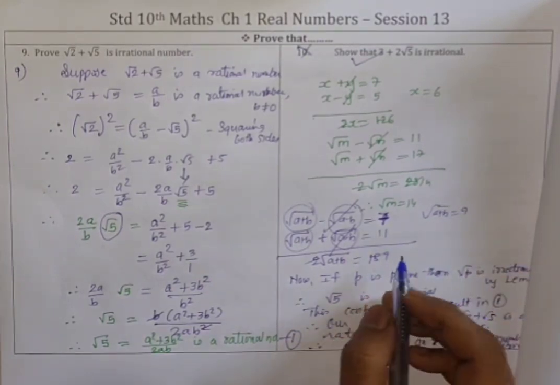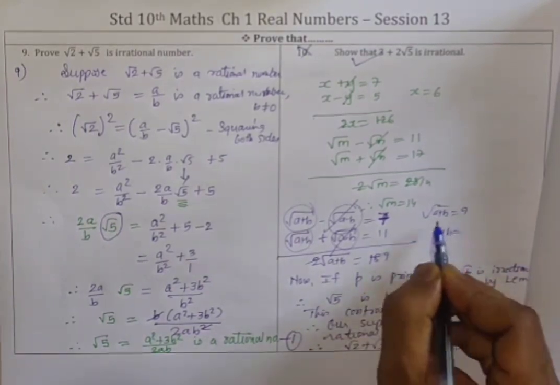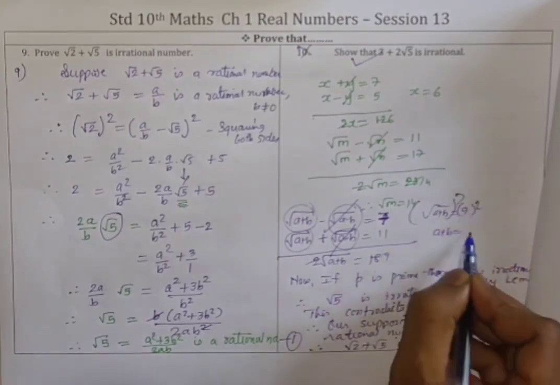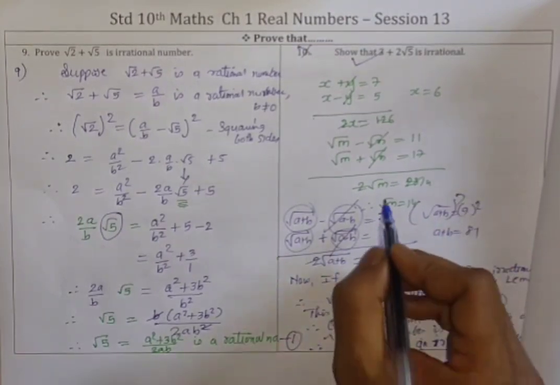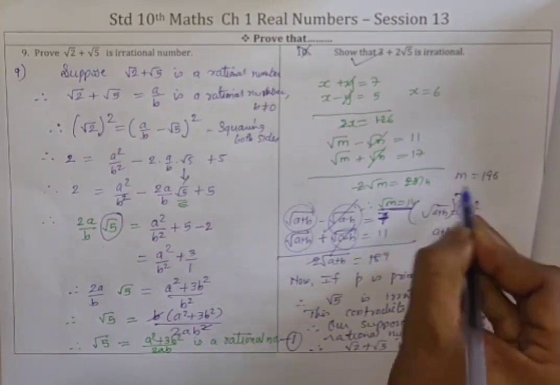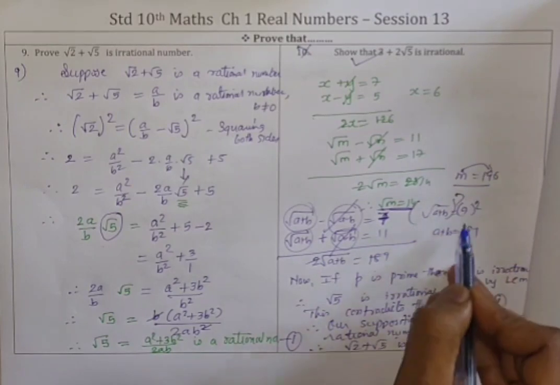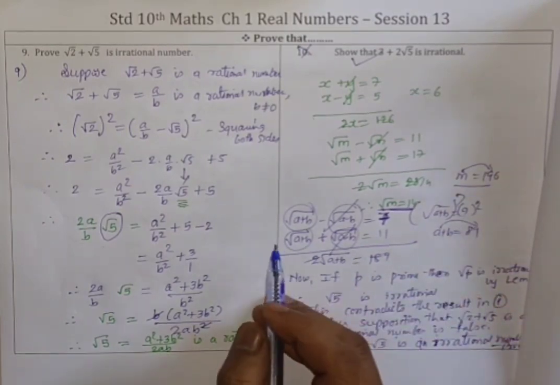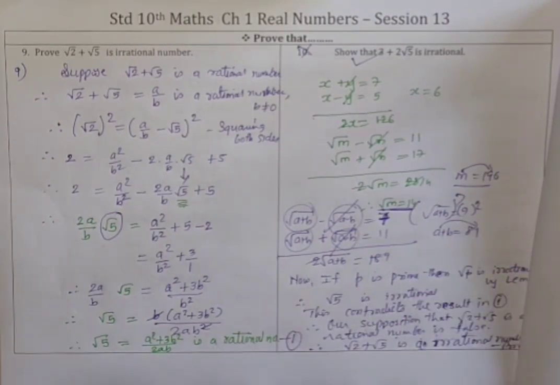Are you getting me, children? So taking square on both sides, a plus b will be 81. Here also, taking square on both sides, m will be 196. So we get a perfect square. A plus b will also be a perfect square. So be careful and understand this.